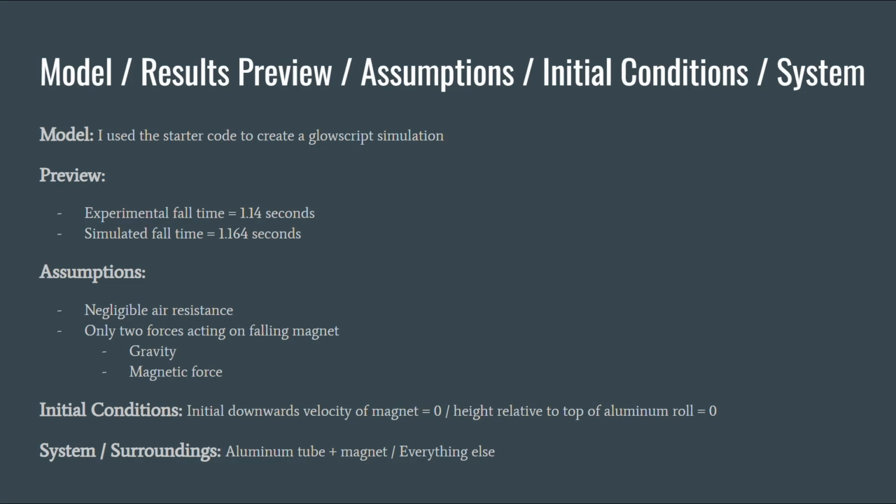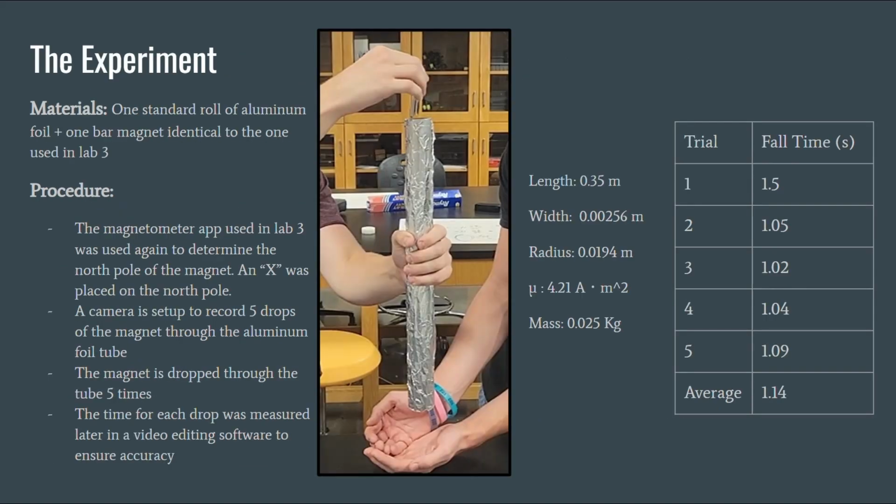The initial conditions were that the initial downwards velocity of the magnet was 0, and the height relative to the top of the aluminum foil roll when released was also 0. The system was the aluminum tube and the magnet, while the surroundings was everything else. The materials we needed were one center roll of aluminum foil and one bar magnet identical to the one used in Lab 3.